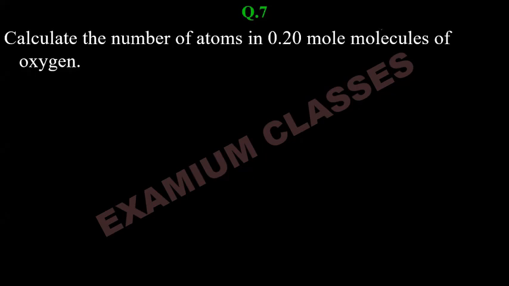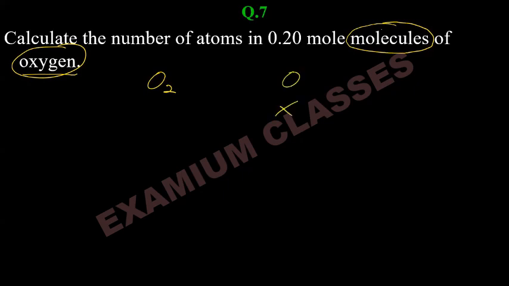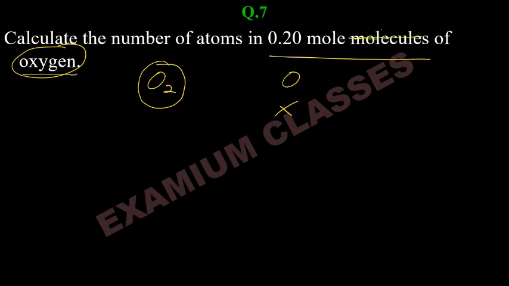This is just to tell you that we have molecules of oxygen. Sometimes in the question, you will have to deduce whether the question is talking about molecules or atoms, even if it is not written. You know that oxygen exists as O2. Oxygen does not exist as O. It means even if it is not written, you will consider it as molecule. So here it is just a hint that these moles are in the form of molecule. Otherwise, there is no need to write this stuff. The question is simply calculate the number of atoms in 0.2 moles of oxygen.